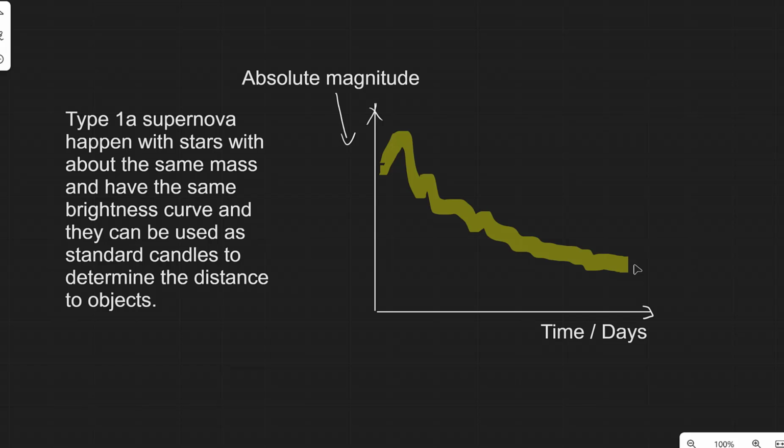You may be asked to add in a unit, for instance, in an exam, or they may try and trick you with the unit and find a mistake, etc. So it's important to know that this happens over days. They're so bright, actually, that they can even outshine almost an entire galaxy during this process.